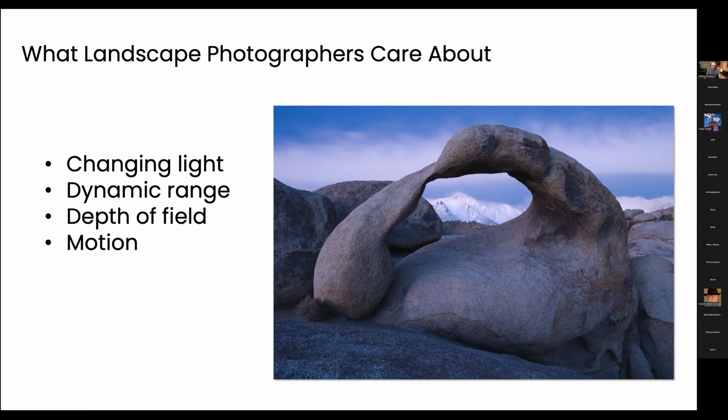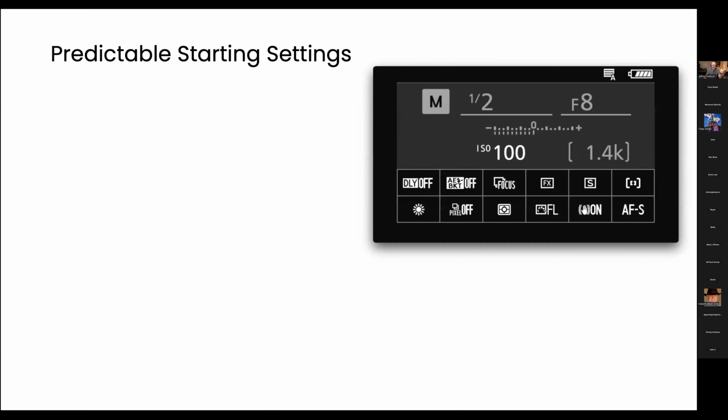So I didn't have to think a whole lot about shutter speed from a motion standpoint as much as the how much light am I getting into the camera standpoint. But those are the key things we think about as landscape photographers. So let's talk about the predictable settings.